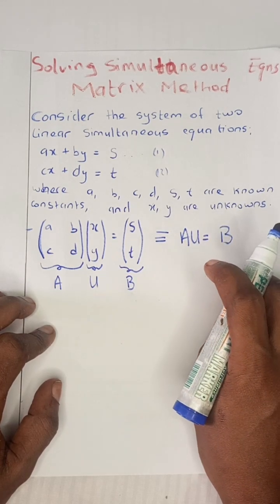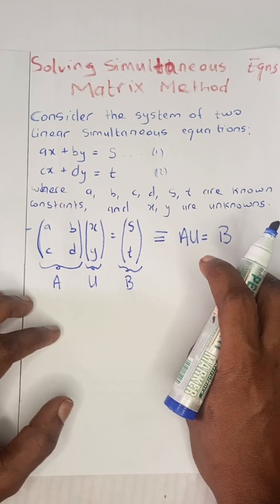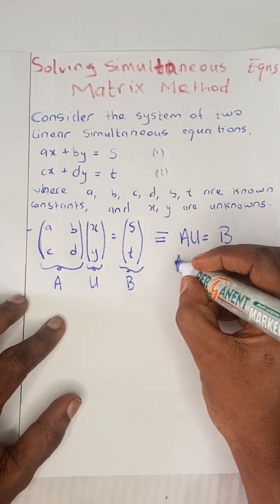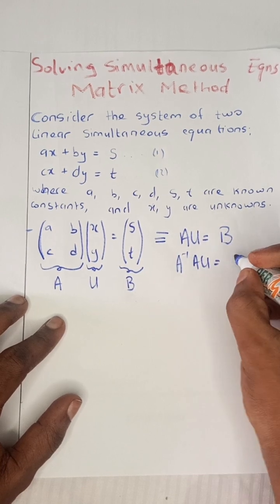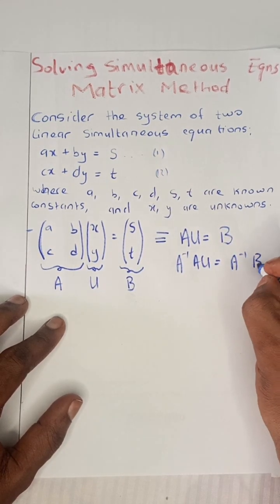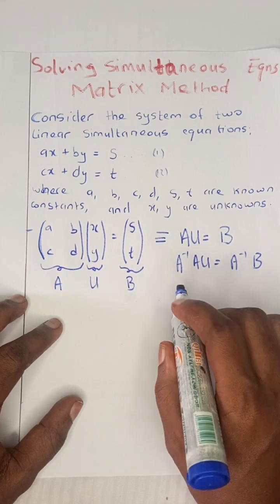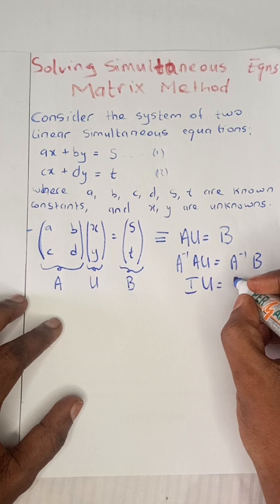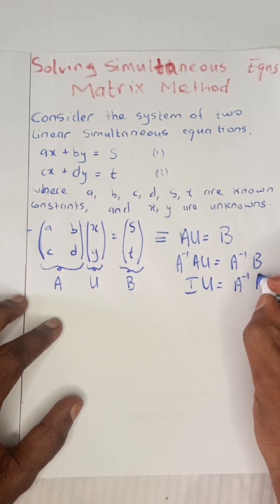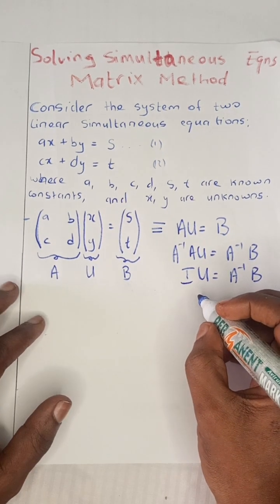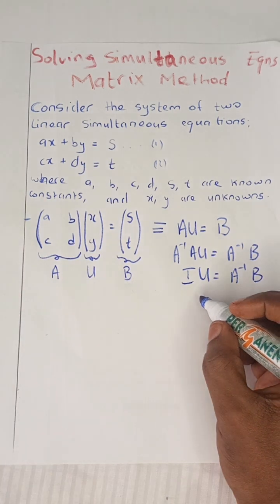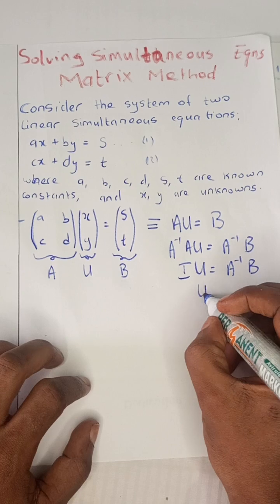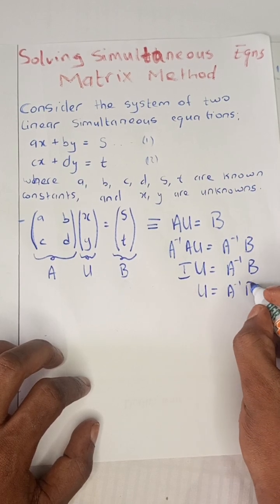In order to get the matrix of unknowns, we simply pre-multiply both sides by A inverse. So if we pre-multiply both sides by A inverse, we are going to have A inverse AU equals A inverse B. Now, A inverse times A gives us the identity matrix, and here we are left with the identity matrix times U. The identity matrix times any matrix results in the matrix itself. So here we are left with U equals A inverse B.